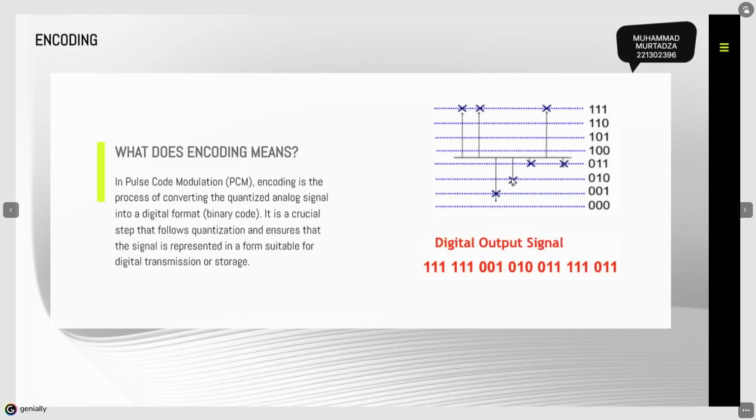Here are some of the pictures. These are the discrete levels of the sampled values, in order to convert the quantized levels to binary. Here you can see there are around 7 sampled values. In order to change to binary coded decimal to form a digital output signal, you just have to do it in order from left to right. The first one is 111, so the digital output signal will also be 111, and then 001, 010, 011, and then back to 111, and let's say 011.